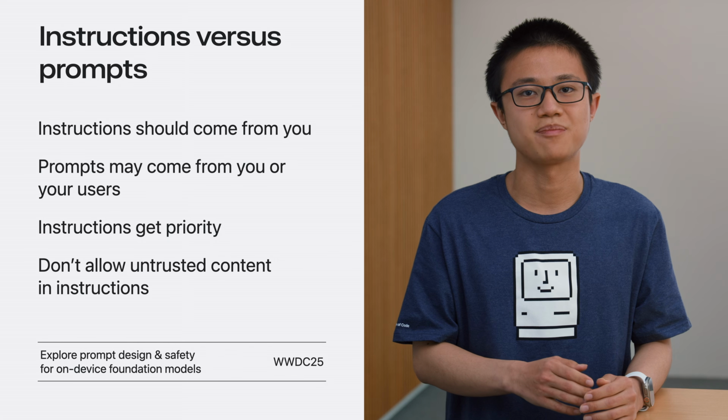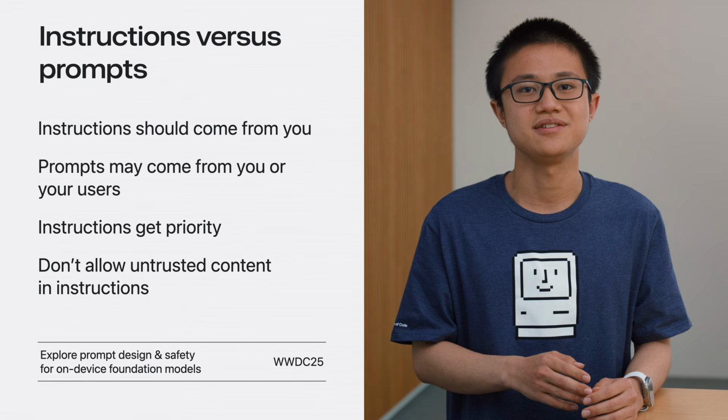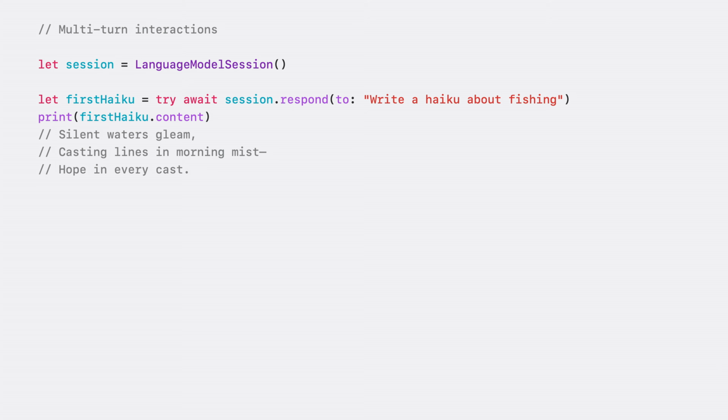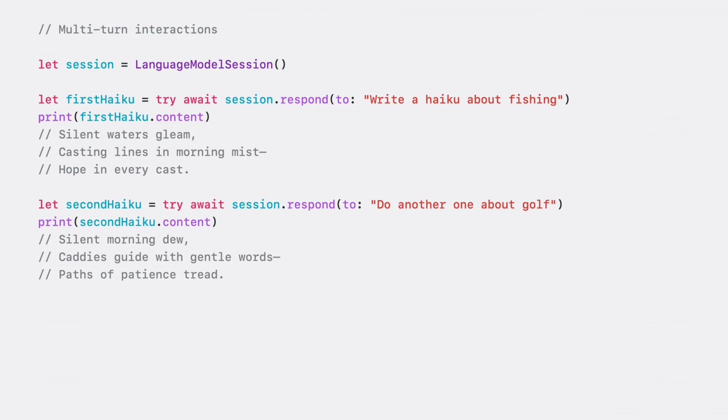To discover even more best practices, check out our video on prompt design and safety. Now that you have initialized a session, let's talk about multi-turn interactions. When using the respond or stream response methods we talked about earlier, each interaction with the model is retained as context in a transcript. So the model will be able to refer to and understand past multi-turn interactions within a single session. For example, here the model is able to understand when we say, do another one, that we are referring back to writing a haiku.